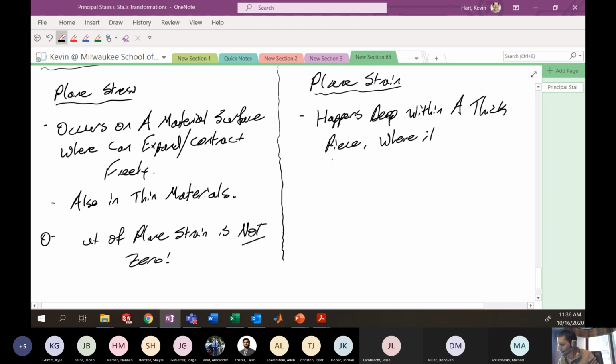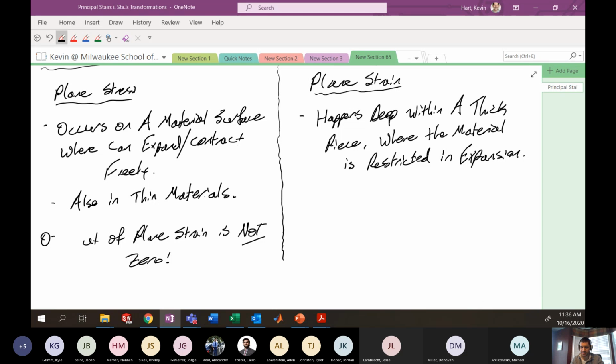Where I won't use pronouns, where the material is restricted. Restricted in motion. I'll say restricted in expansion. So in this particular case, I'm pulling on a material, but to stop it from shrinking, I have to apply stress to hold it in its original zero strain condition. So in this particular situation, the out of plane stress is not zero.